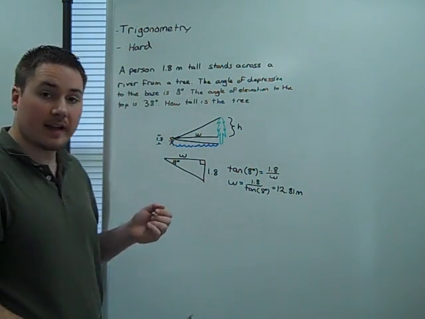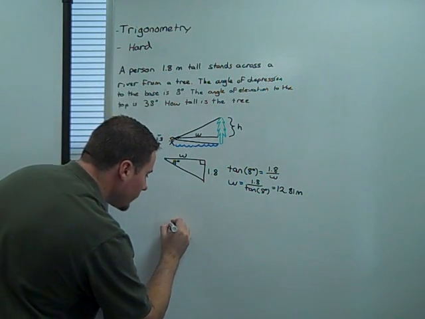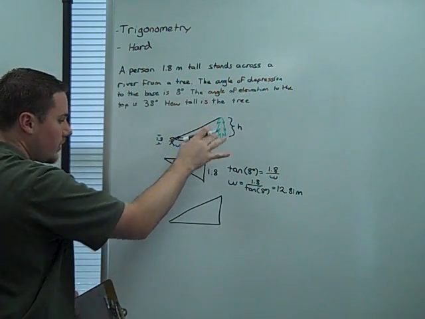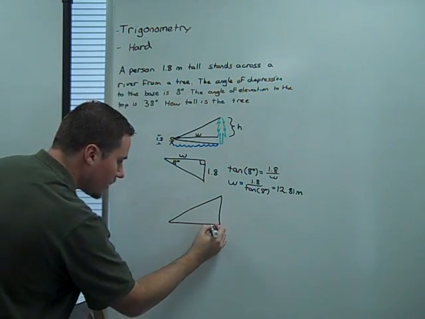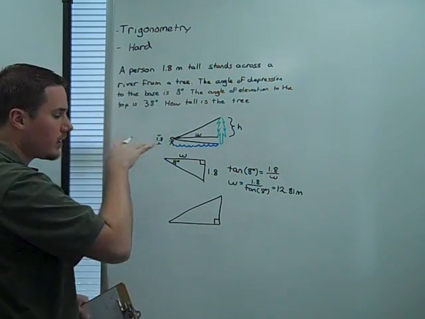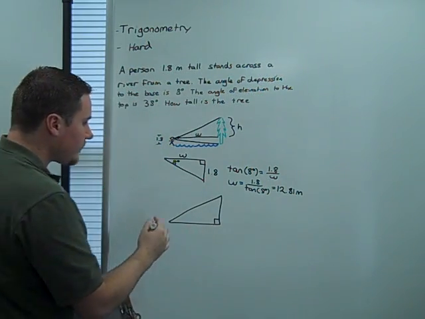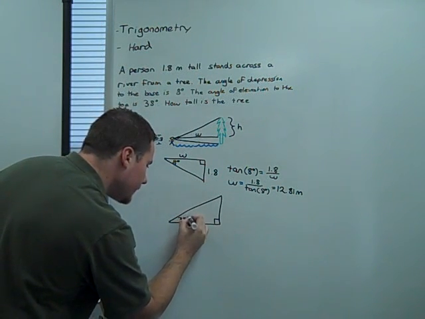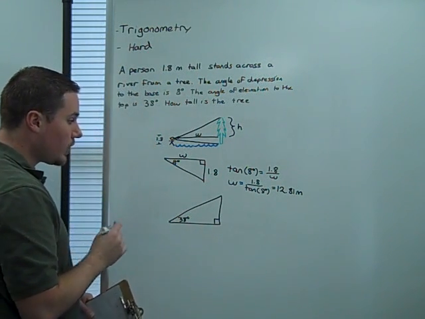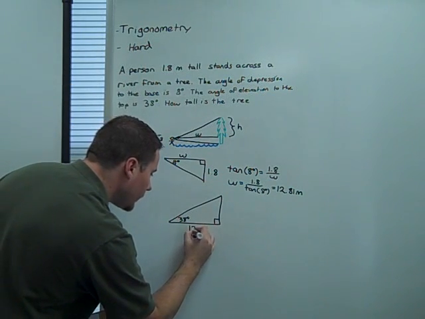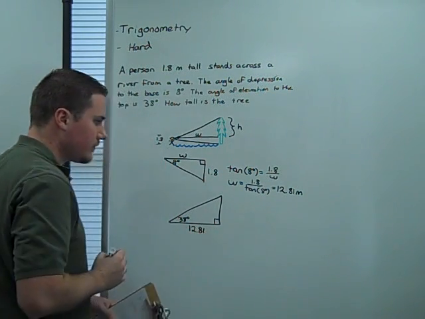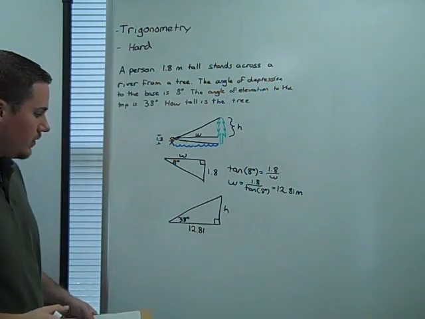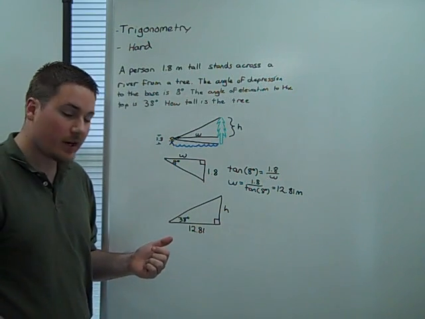So now we need to figure out the height of the tree. So I'm going to draw another triangle. Think of it as taking this triangle and putting it down here. This is also a right triangle because it's an angle of elevation. This is 38 degrees because that's what my stated elevation was. We now know that this is 12.81. So the height, which is unknown, is now in a solvable trigonometric triangle.